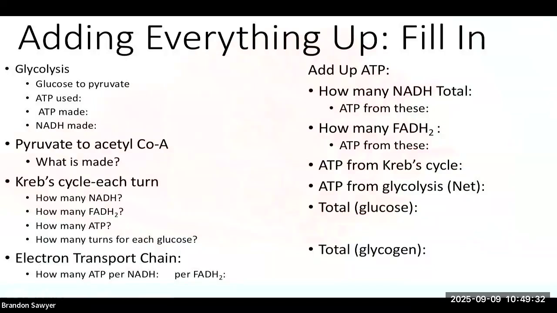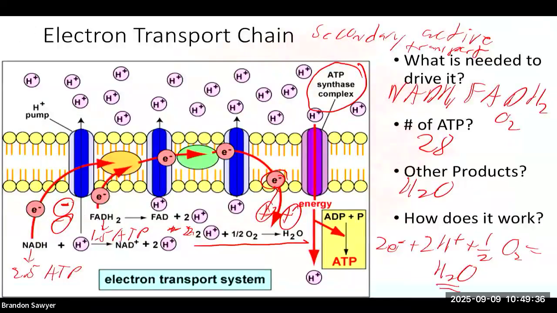The difference between the 2.5 and 1.5, why is there a difference? It's because of where it enters. NADH enters earlier, so there's a chance to pump more hydrogens, whereas FADH2 enters a little bit later, so we just don't have as many hydrogens pumped across for that. And I don't remember the number, but it's something like 6 hydrogen ions needed for each turn of the ATP synthase or something like that. So that's kind of where the ratio comes from.